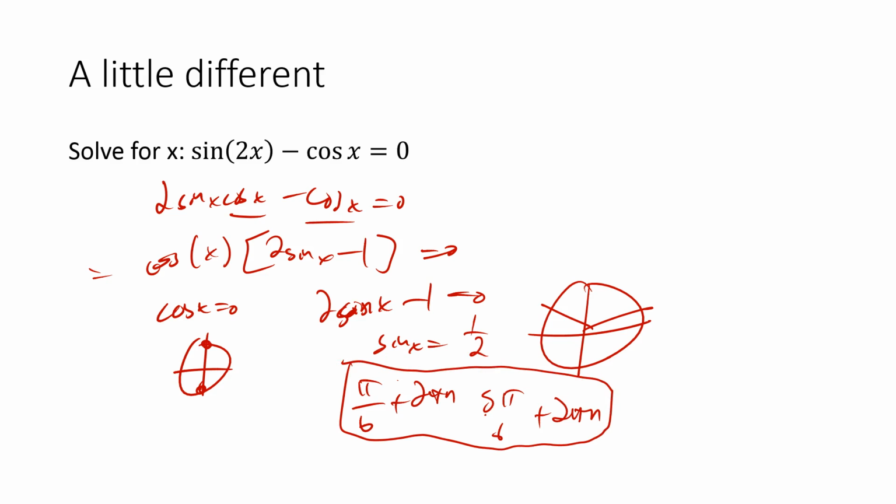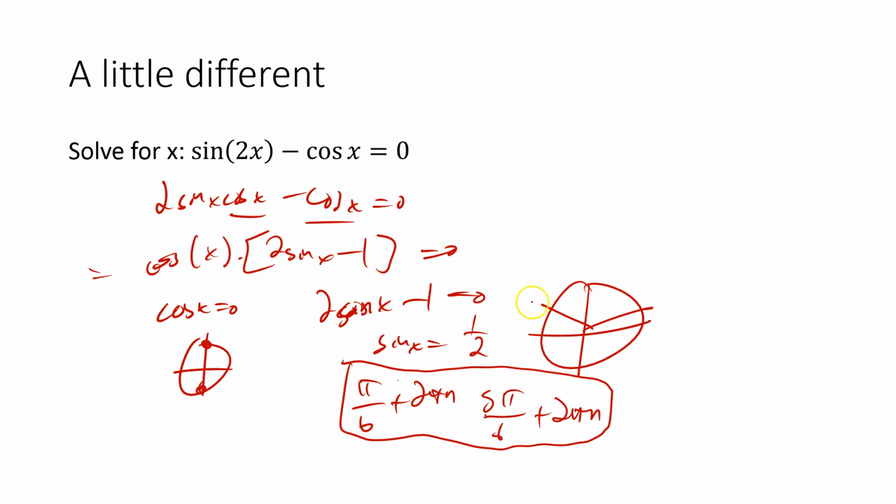Cool. The key to these problems is really you're going to factor. And then when you have two things multiplied together that make 0, one of those two things has to be 0. And then you just take your answers, add plus 2 pi n, and you're off to the races. That's really all there is to it.